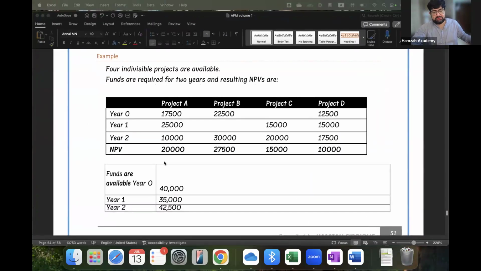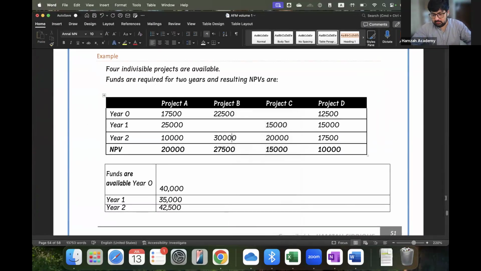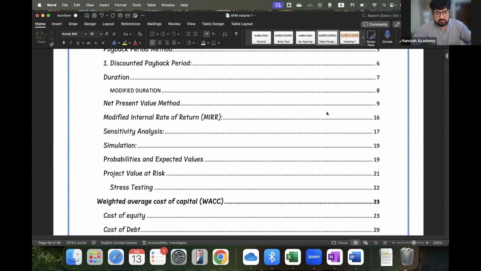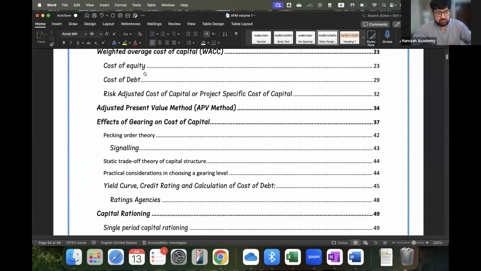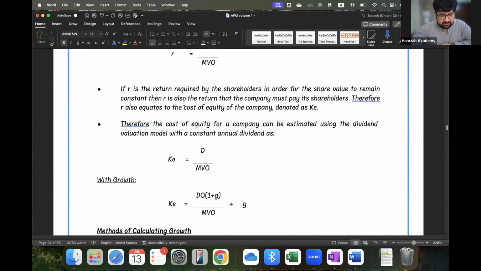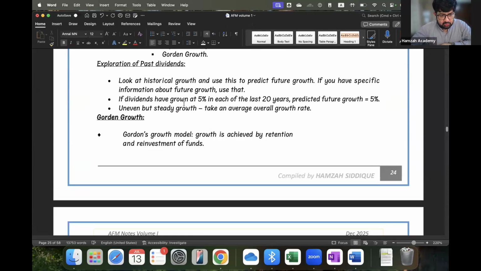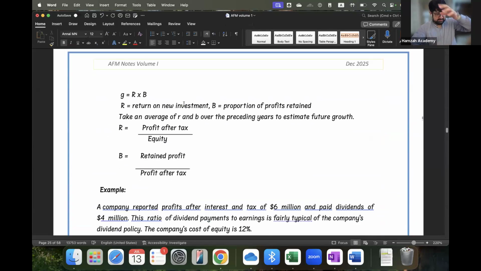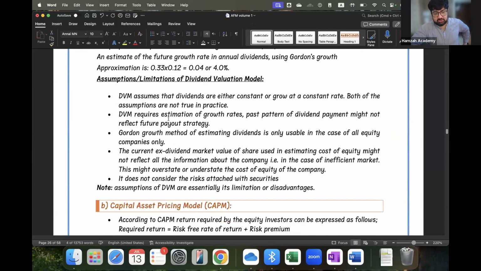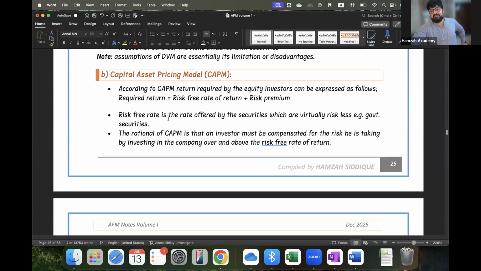Now come to the notes: cost of equity, the dividend valuation model. I have discussed it with you, and Gordon's growth as well. R is sometimes calculated as well, not given: take profit after tax divided by equity. Okay, students, that's it for today.